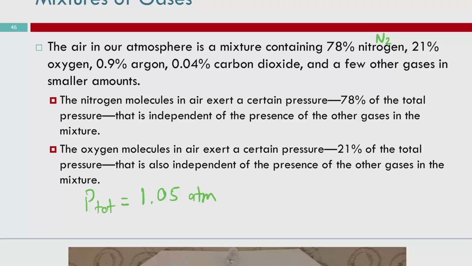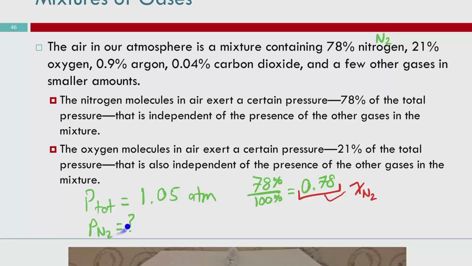Let's say that we've got a total pressure of 1.05 atmospheres. What would be the pressure of nitrogen? Nitrogen is 78% of the total pressure. So 78%, divide it by 100 to turn it into a decimal, and we get 0.78. This 0.78 is our chi N2, our fractional composition of N2.